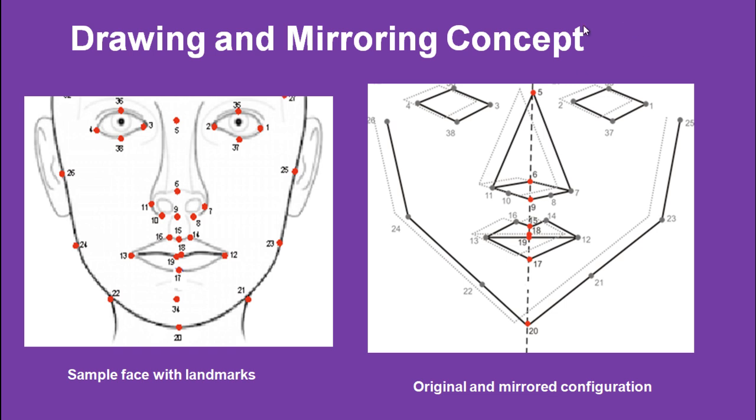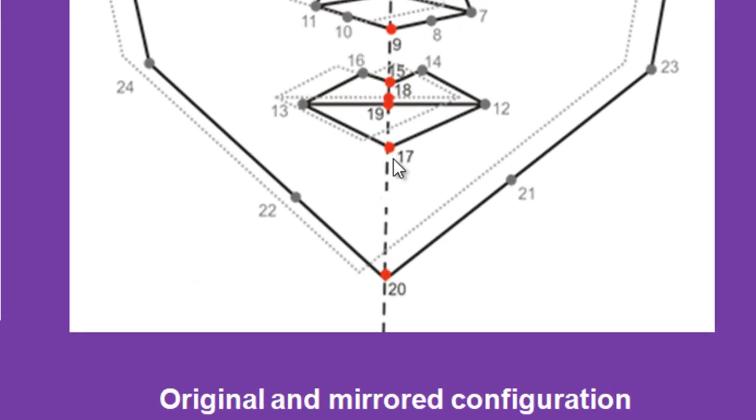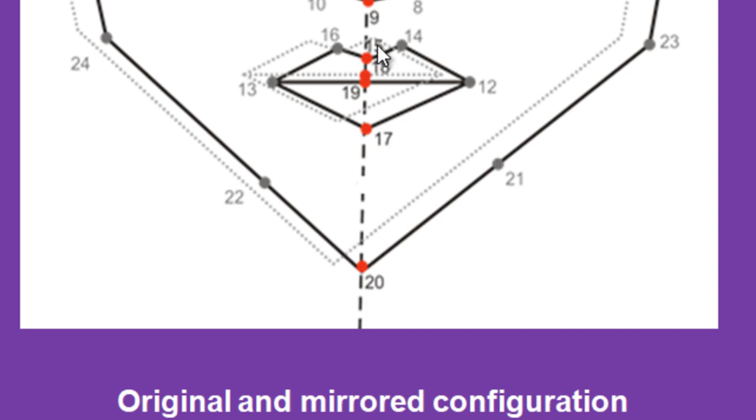The red points here are the unpaired landmarks. 5 is unpaired, 6, 19, 15, 18, 17, 20. They are unpaired landmarks, so they are in the middle. They are called the midline, midpoint, or median axis. All right, so this is the concept behind it. You must understand this before you proceed further.